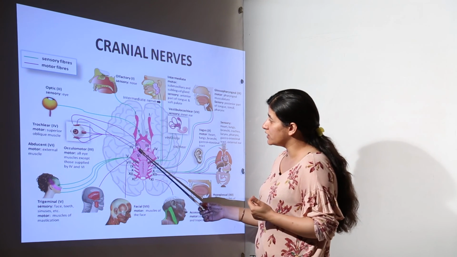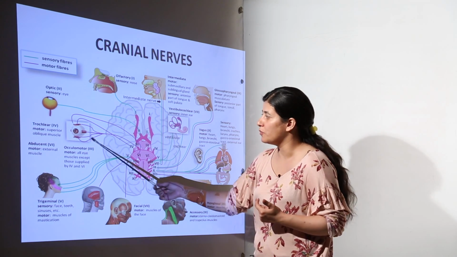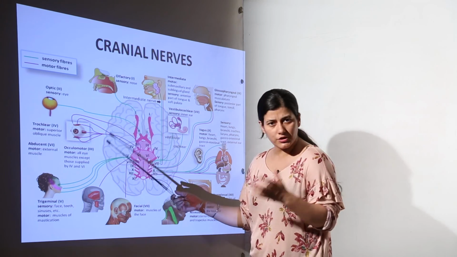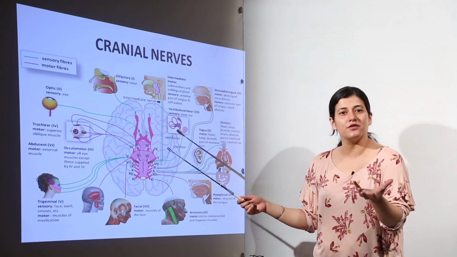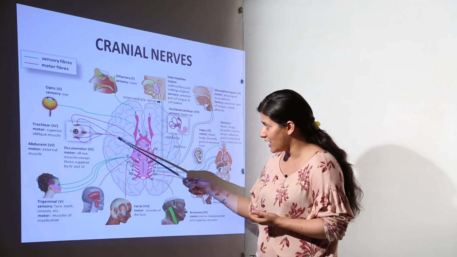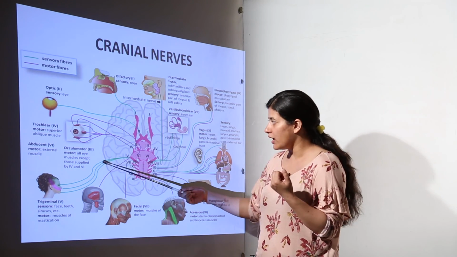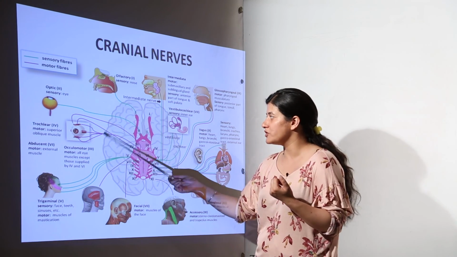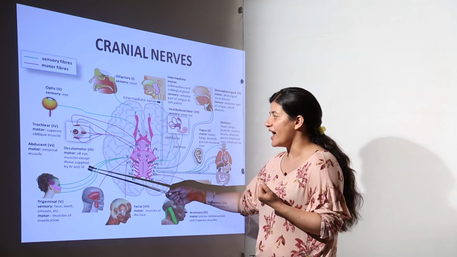Then we come to the third one, that is the oculomotor nerve. It is in the name itself, it is a motor nerve, so you can make out that it is going to take the signal to the eye muscles, all eye muscles except those which are supplied by the fourth and sixth nerve.